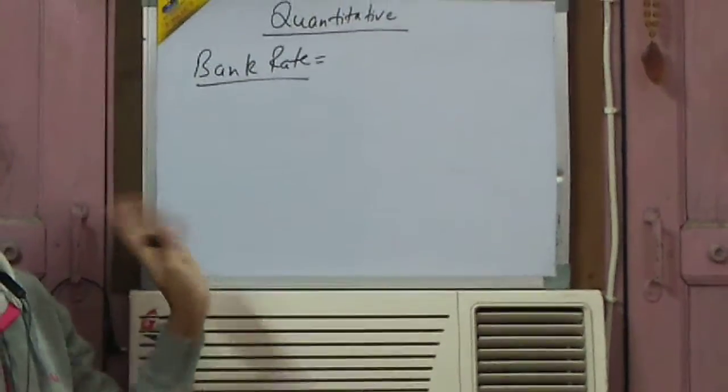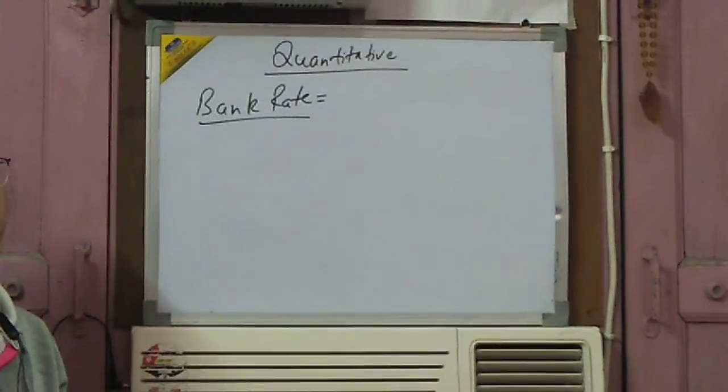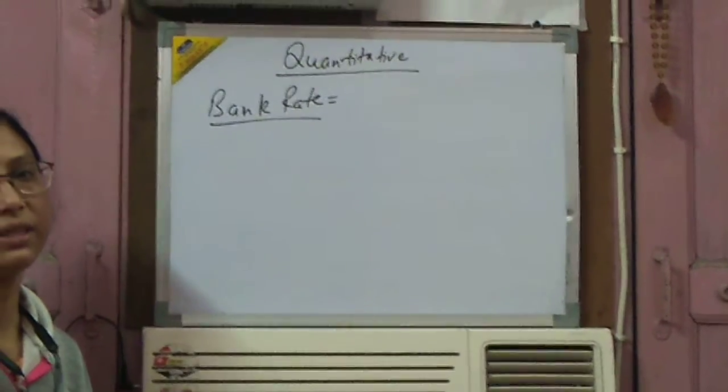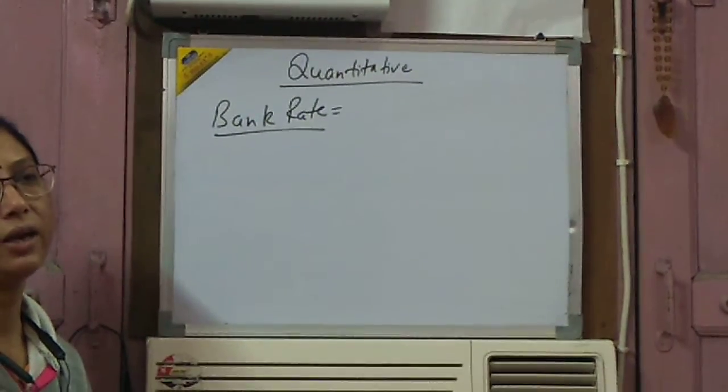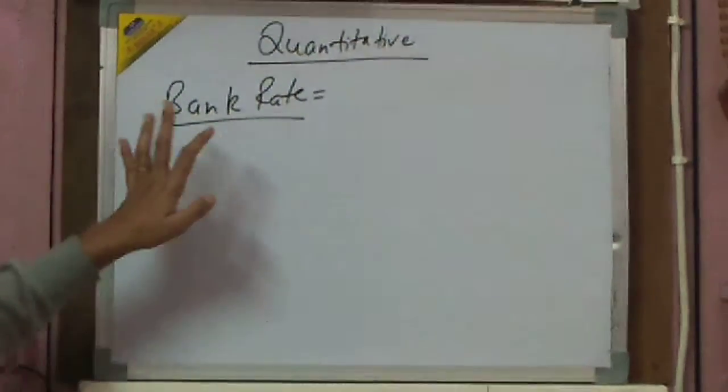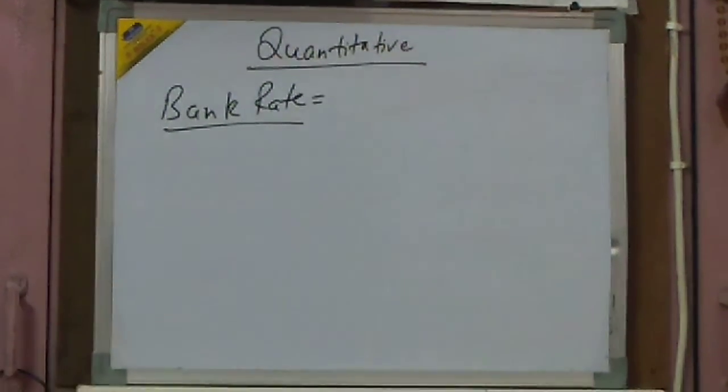Now let's just begin with the quantitative functions. Okay, there are so many methods under quantitative which are used by the central bank, like bank rate, open market operations, CRR, SLR. Let us begin with the first thing, that is bank rate. Now what is bank rate?